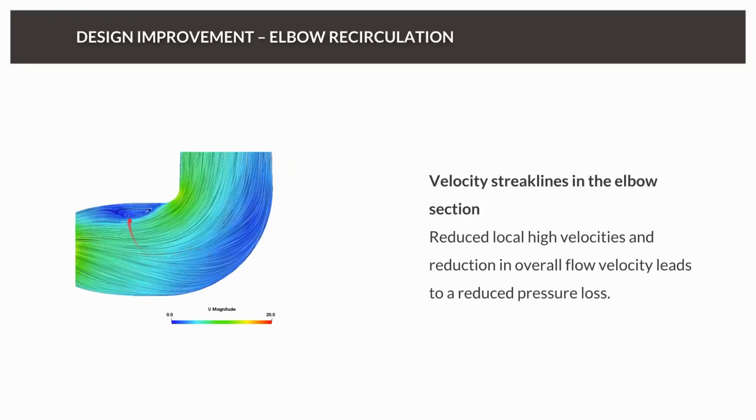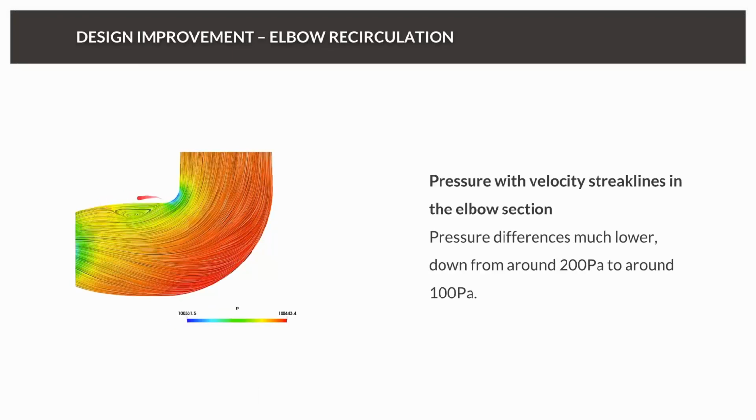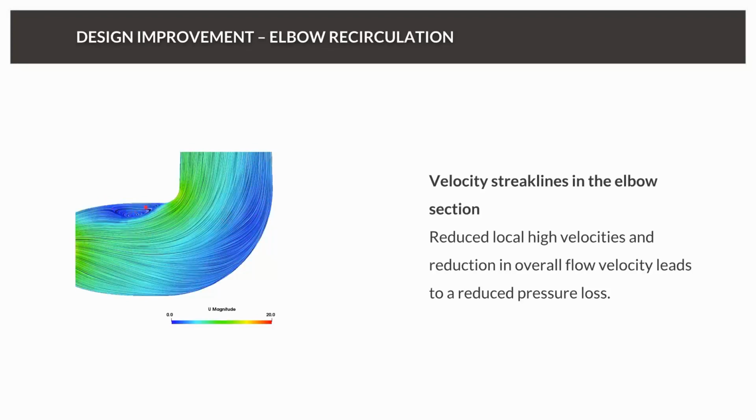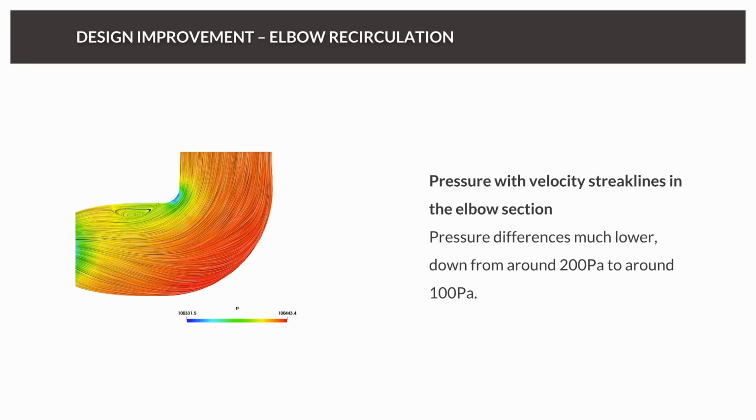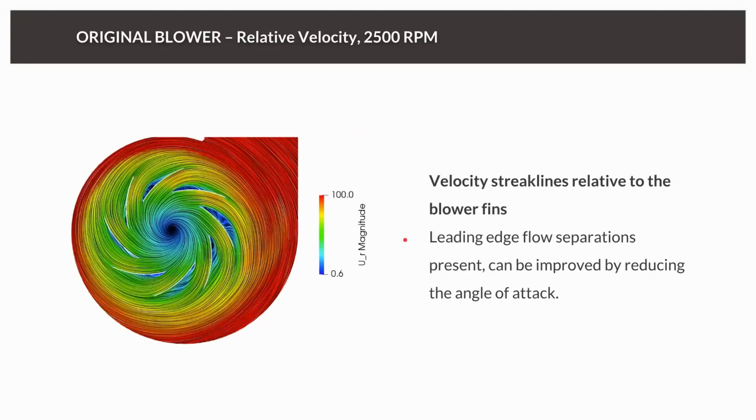If we now take a look at the improved design, we try to reduce the high velocities and the overall flow velocities by having a higher diameter and smoothing the transitions. It shows that we still have a small separation. However, the separation inside, this blue area, is smaller, and therefore we have less losses. In numbers, it means that we were able to minimize the pressure difference by 50%, from 200 Pascal to around 100 Pascal. And now let's take a look at the blower design.